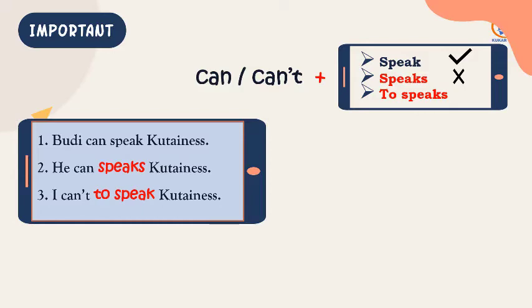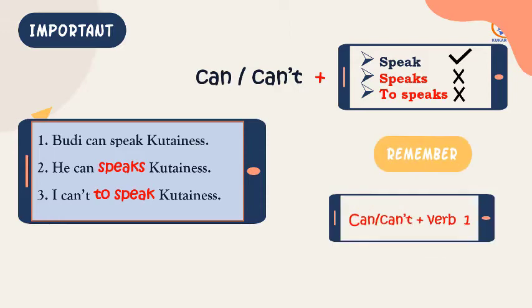Now let's have a look at sentence number 3. I can't to speak Chinese. The sentence number 3 is also wrong. To express the ability using can, can't, could, couldn't, or be able to, we only use the base form of verb 1.